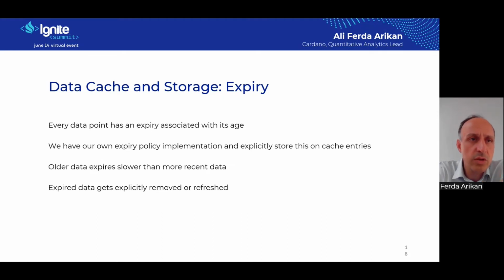This may sound a bit counterintuitive, but we see that more recent data may be less stable, more volatile, and older data is more established, less subject to change or corrections. Then for us, older data gets refreshed less frequently than the more recent data. And expired data gets explicitly removed or refreshed.